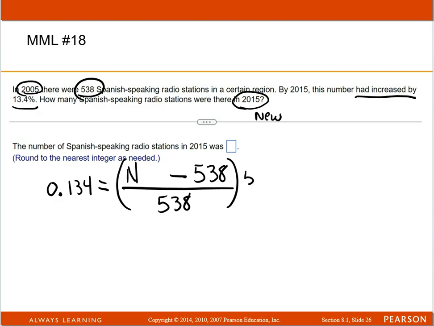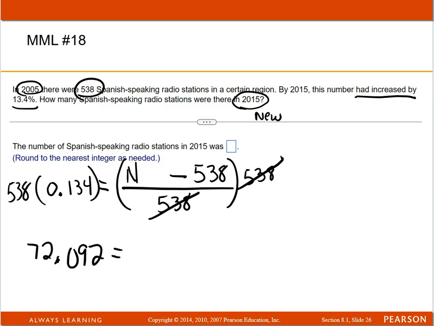I'm going to multiply both sides by 538. And that cancels out. On the right, that gets rid of the fraction, but you still have to multiply the 0.134 times 538. And that's going to give me 72.092, and that equals N minus 538.